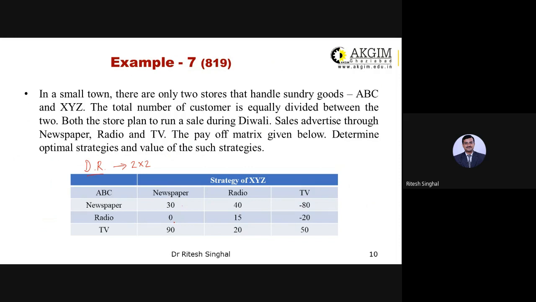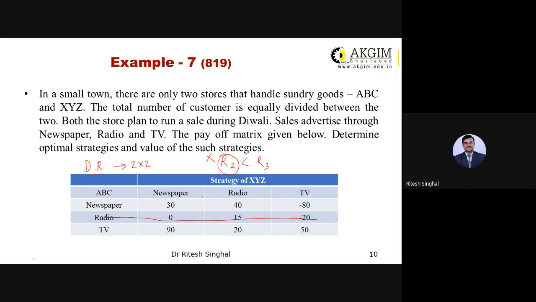Let's consider the second and third rows. 0 is less than 90, okay. 15 is less than 20, okay. Minus 20 is less than 50. So now it's okay, and we can easily remove the second row here, and it looks like this.